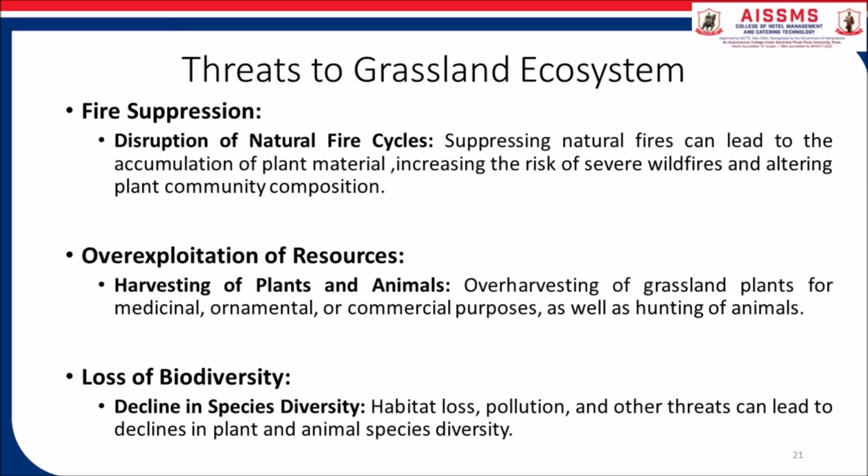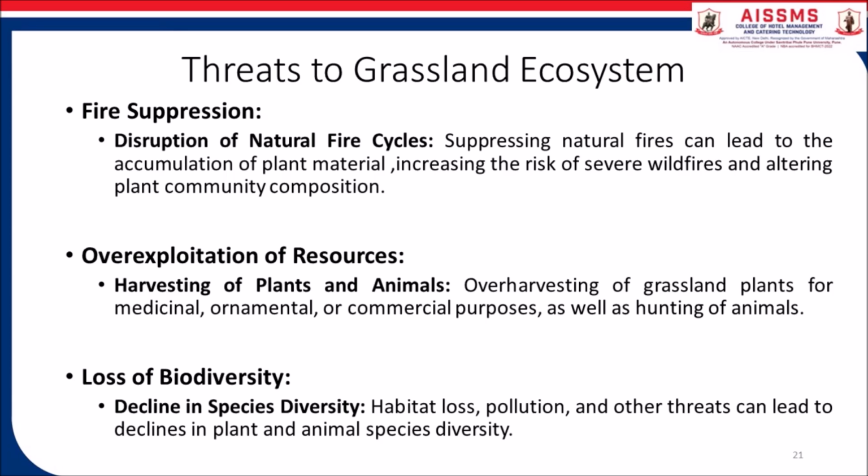Suppressing natural fires can lead to accumulation of plant material, increasing the risk of severe wildfires and altering plant community composition. Overexploitation of resources, harvesting of plants and animals. Overharvesting of grassland plants for medicinal, ornamental or commercial purposes, as well as hunting of grassland animals, can reduce biodiversity and ecosystem health. Loss of biodiversity.